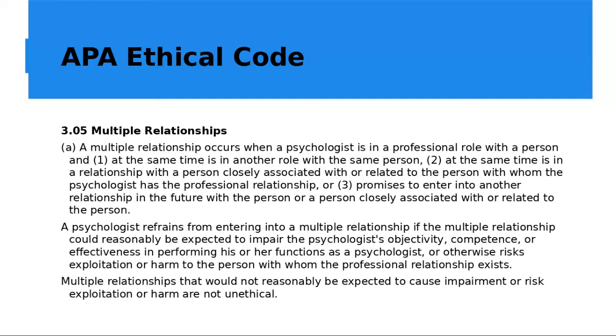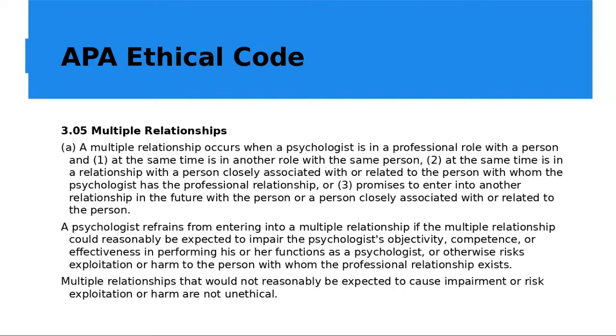Or three, promises to enter into another relationship in the future with the person or person closely associated with or related to the person. So promising to have a relationship with your client after therapy ends or having a relationship with someone who is close to your client after therapy ends would also be a multiple relationship.